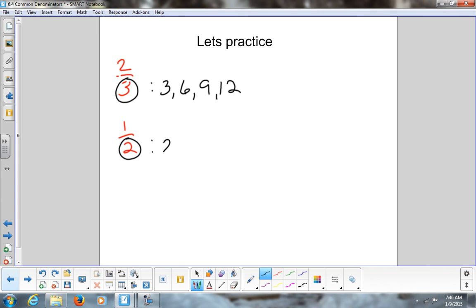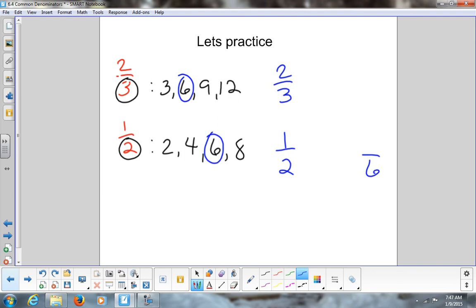2 times 1 is 2. 2 times 2 is 4. 2 times 3 is 6. 2 times 4 is 8. Okay, so I have a common denominator here. What's my common denominator? Or what's my common multiple in this instance? What is the same? 6. 6 is the same. Okay, so now I want to take my 2/3 and my 1/2, and I want to make them into parts of 6.